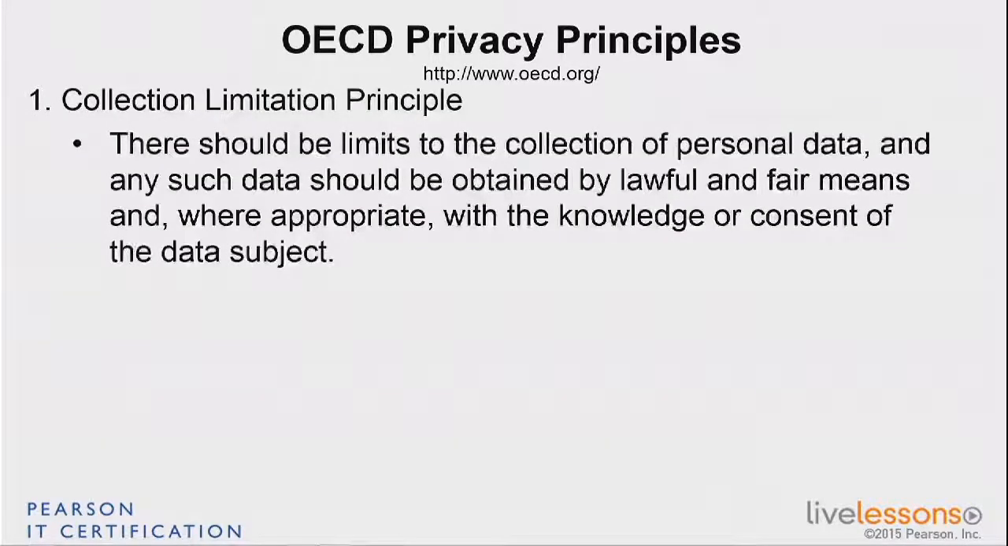So the first principle is the collection limitation principle. This principle tells us that there should be limits on the collection of personal data, and that any such data should be obtained by lawful and fair means, and where appropriate, with the knowledge or consent of the data subject, meaning that we should only collect really what we need, that we should always be upfront and transparent about it whenever possible, that there's knowledge or consent given, and that we're always doing this by lawful or fair means.